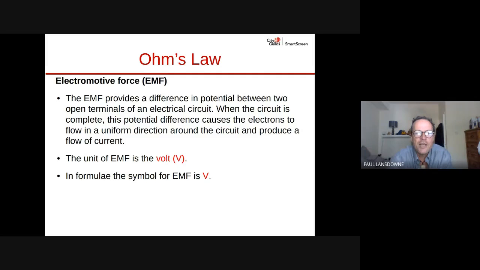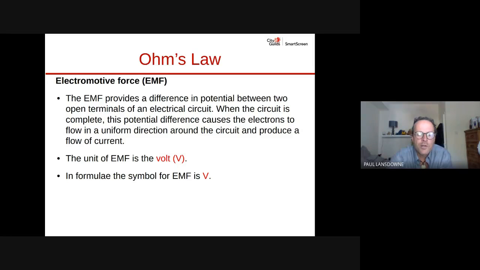Electromotive force, EMF. The EMF provides a difference in potential between two open terminals in an electrical circuit. When the circuit is complete, the potential difference causes the electrons to flow in a uniform direction around the circuit and produce a flow of current. The unit for EMF is the volt, and the symbol in the formula for EMF is V, volts.